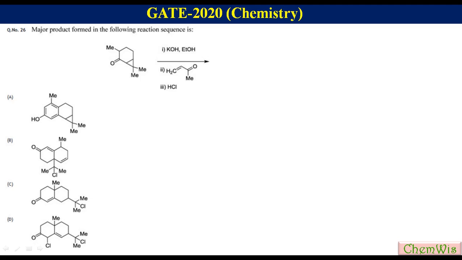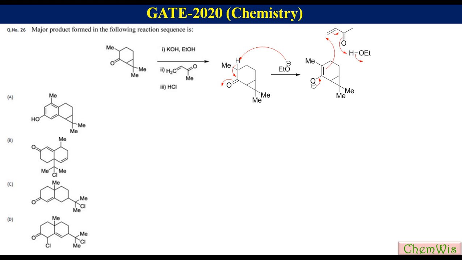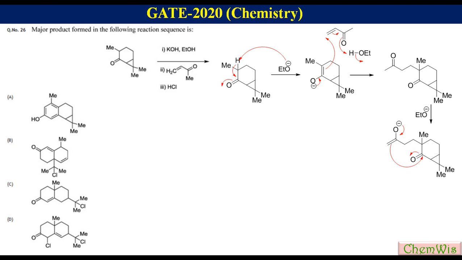In question number 26, we have to find the structure of the product from the given reaction sequences. Base abstracts proton alpha to the carbonyl to produce enolate, which attacks on methylvinyl ketone to produce diketo compound. Base abstracts proton from the alpha position of the keto group to generate another enolate, which after intramolecular aldol generates this hydroxyketone.